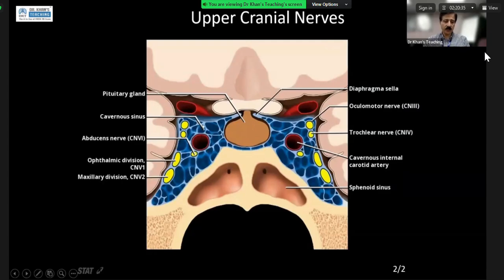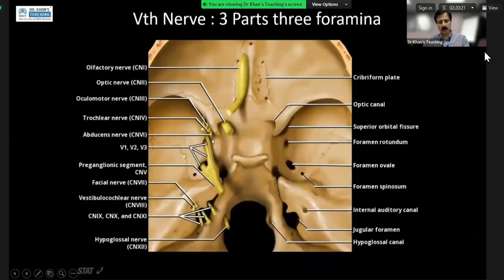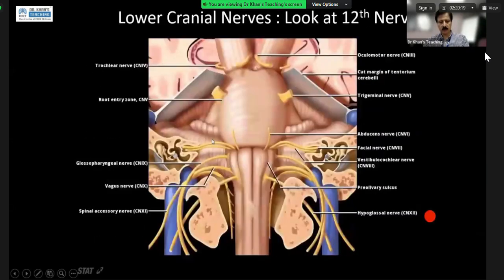But here is the repetition. This is a coronal view, and these are the nerves, and you can see the third nerve, fourth nerve, sixth nerve, and V1 and V2. All of these are part of the cavernous sinus. Here, I just want you to concentrate on a single thing. This is an exam type of question; in your part 1 anatomy, they will ask you this.